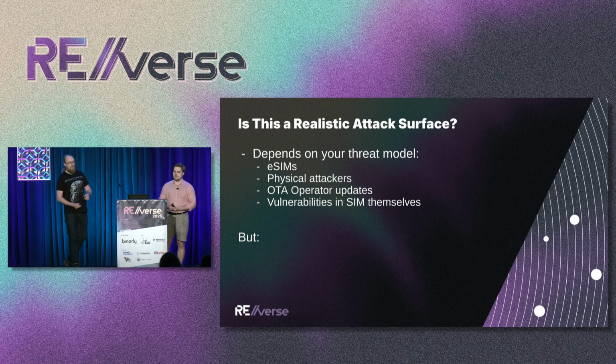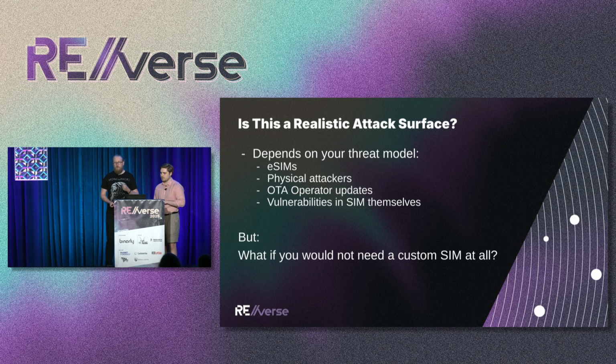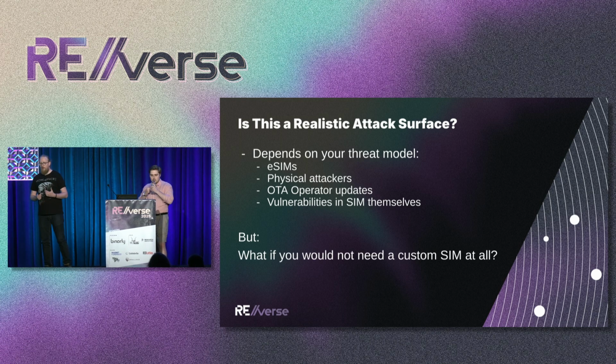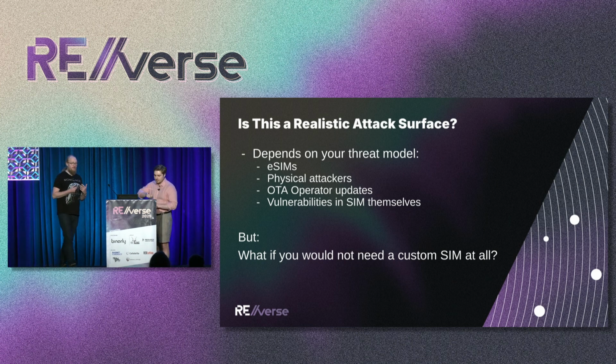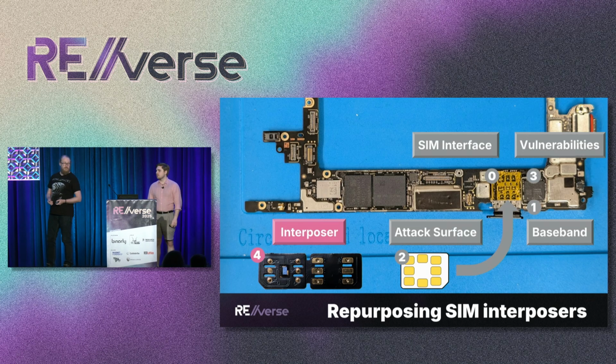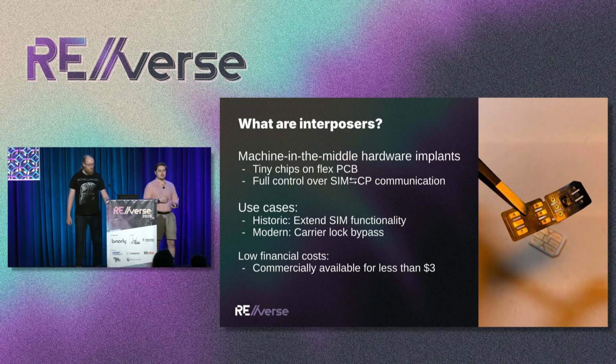But besides all of this, we also want to provide you an additional line of thought. What if you would not need a custom or an attacker-controlled SIM card at all? What if you can somehow differently trigger the very same vulnerabilities? And that brings us to the last part of our talk, the interposers. Yeah, so the interposer is this thin device that goes in between your SIM and the phone. It essentially just sticks on the phone, on the SIM, and just slides right into the SIM tray.